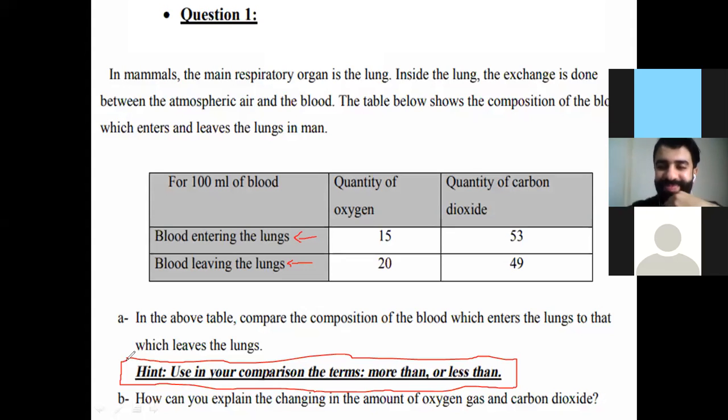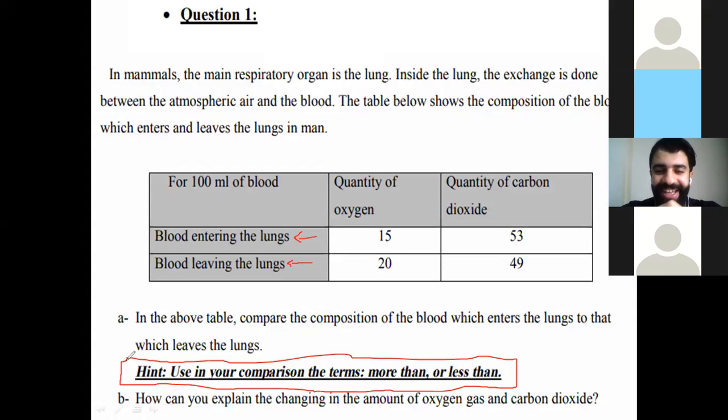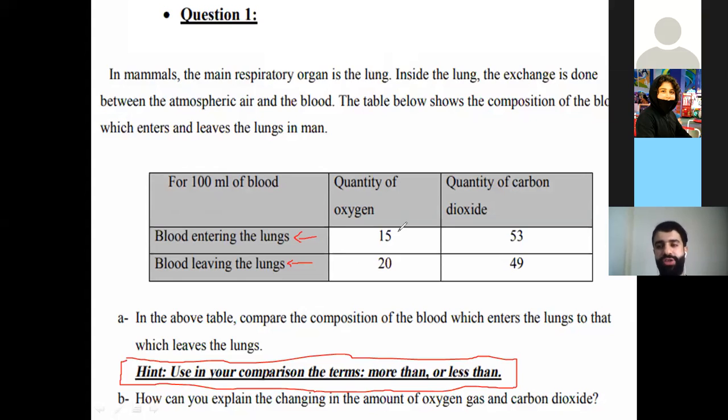The quantity of oxygen in blood entering the lungs is 15 milliliter, which is less than the blood leaving, which is 20 milliliter. And the unit? Milliliter. Excellent. Very good. Which is less than the blood leaving. Pay attention to the mistake that you did. Thank you, Sari.